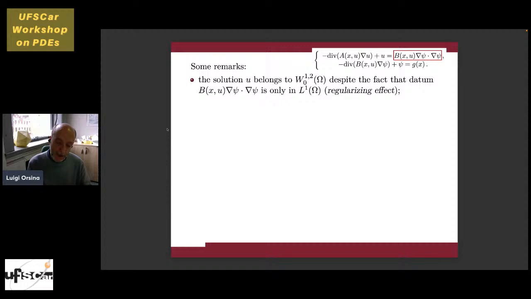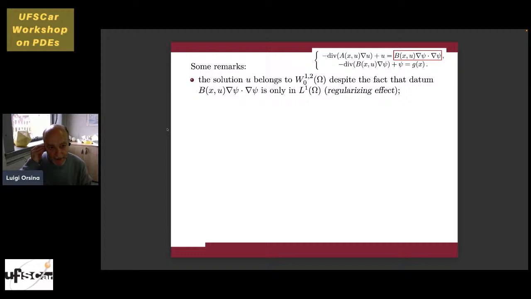This is a typical fact. Lucio has quoted you yesterday a lot of problems in which this happens. You find better solutions despite bad data because there is a coupling between the systems, because there is, in the case of Lucio's talk, cancellation. So this is a nice effect of the presence of the two equations that allows to have finite energy solutions for the first equation despite the datum being only L1.